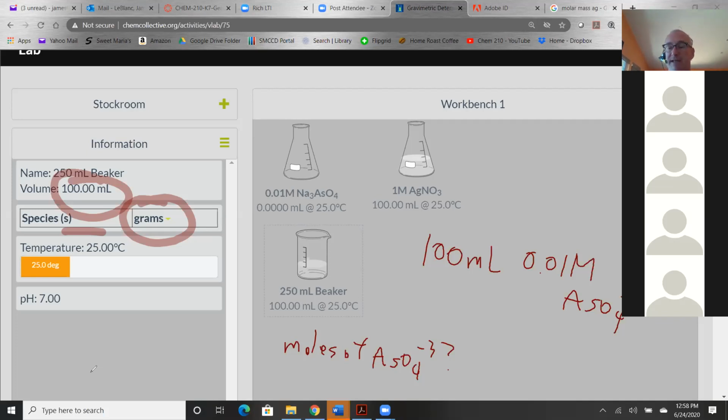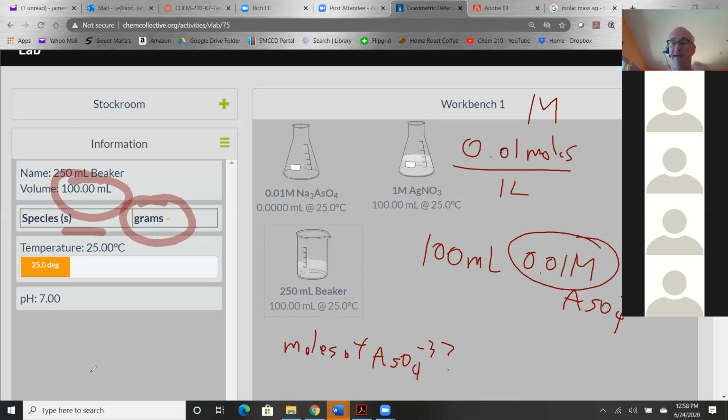So what I would suggest is we convert this to units we can use. Now, anyone remember what molar means? What does that mean? 1 mole over 1 liter. Right. It means 1 mole over 1 liter. So if we express 0.01 molar, that would be equal to 0.01 moles over 1 liter. That's the actual meaning of capital M.